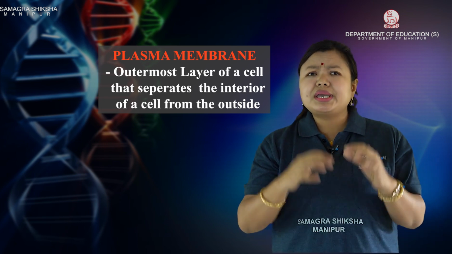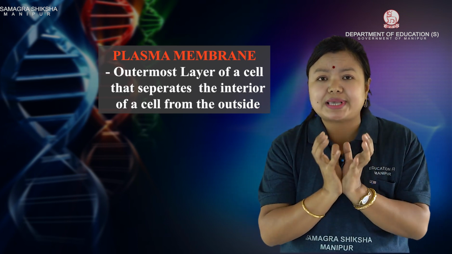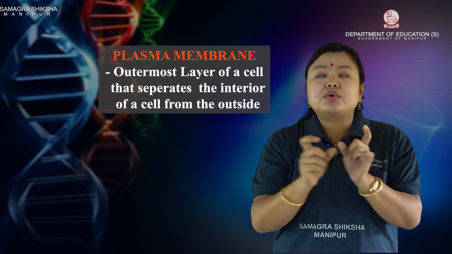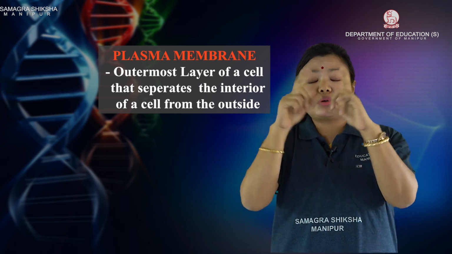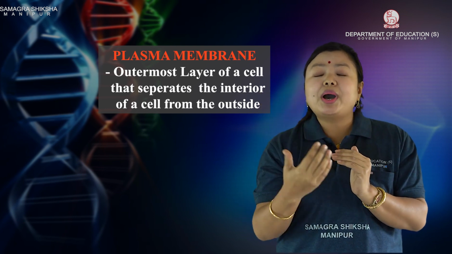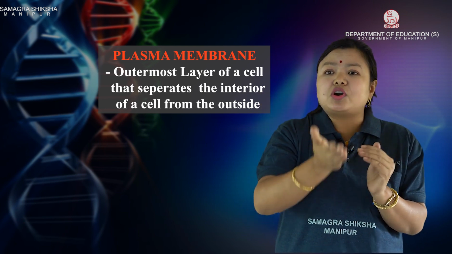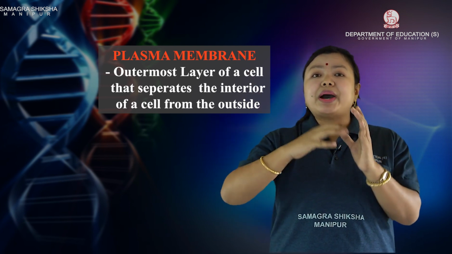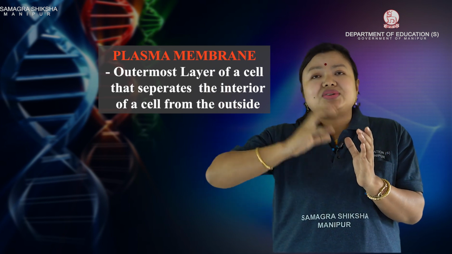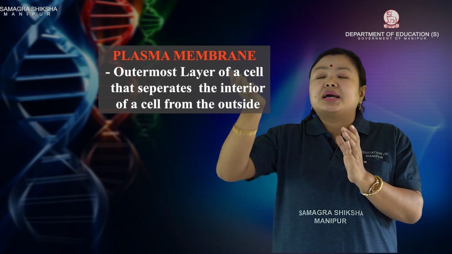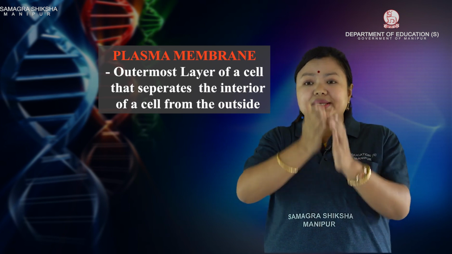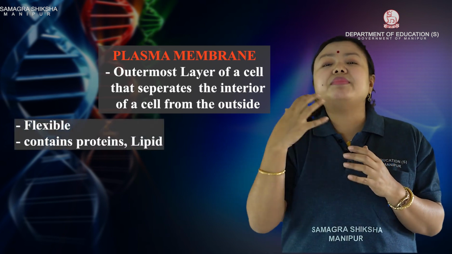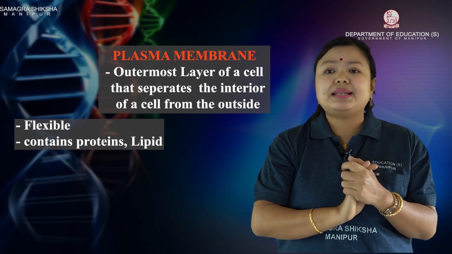Plasma membrane is the outermost covering of a cell. Plasma membrane has a compound layer that separates the contents of the cell from the external environment. It is flexible and contains organic materials like proteins and lipids.